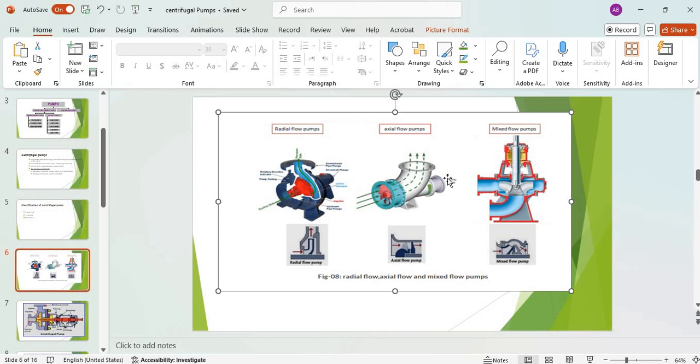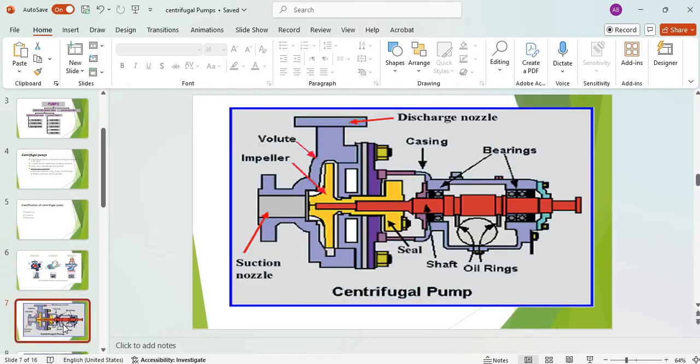And the third picture has mixed flow, which is something in between both. But yeah, this is not common in the industry too much. Here I have a side view of a centrifugal pump, a regular one.